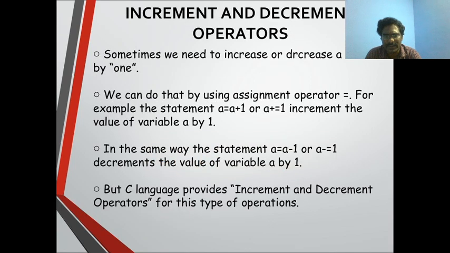Now the increment and decrement operators. In increment and decrement operators we have pre-increment and post-increment, and pre-decrement and post-decrement. In the case of increment, a equal to a plus plus is denoted as a equal to a plus 1, which means it is incremented by 1. The same for decrement: a minus minus is a equal to a minus 1, which means it is decremented by 1.